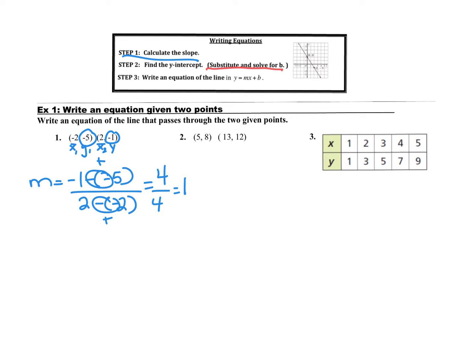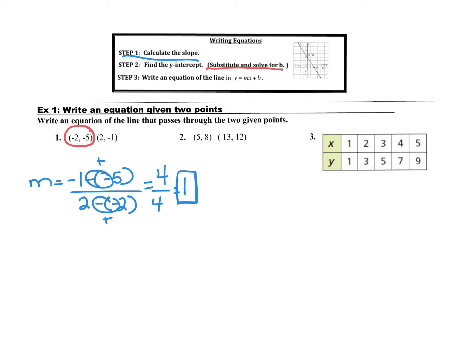Step 2 now is that we need to find the y-intercept. And remember, to find the y-intercept, if we don't have it here, I don't have a 0 listed in either one of those points. So now I have to substitute and solve for b. I'm just going to erase this stuff right here so that we can then find a point. In order to find the y-intercept, I'm going to take one of the points, and it does not matter which point you take.